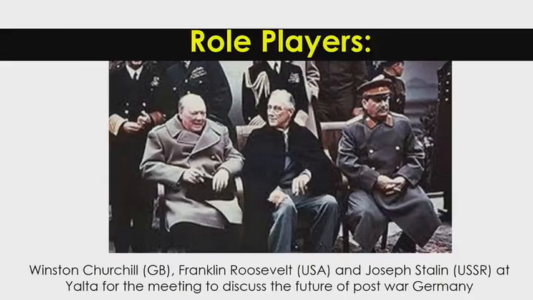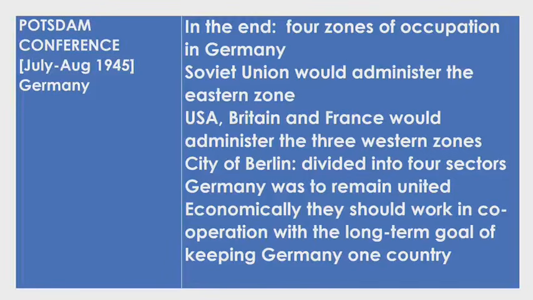Right? So we said this session takes place before the end of World War II. Potsdam then takes place, and it's different in the sense that Potsdam takes place once Germany had been defeated. So it takes place between July and August 1945. In the end, the 4 zones of occupation in Germany had been decided.